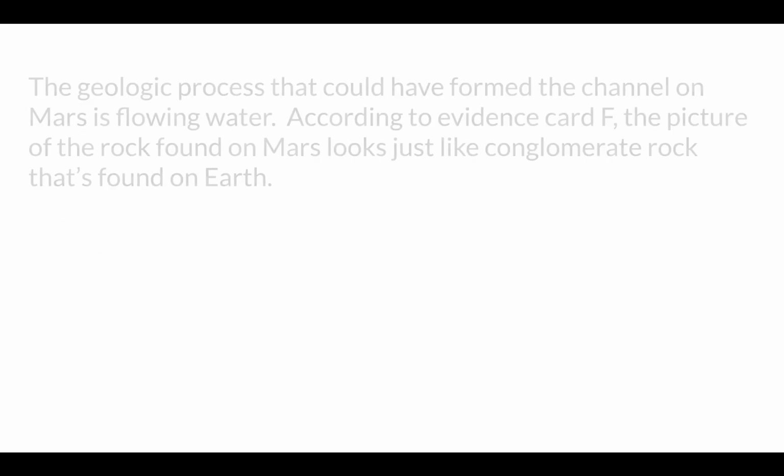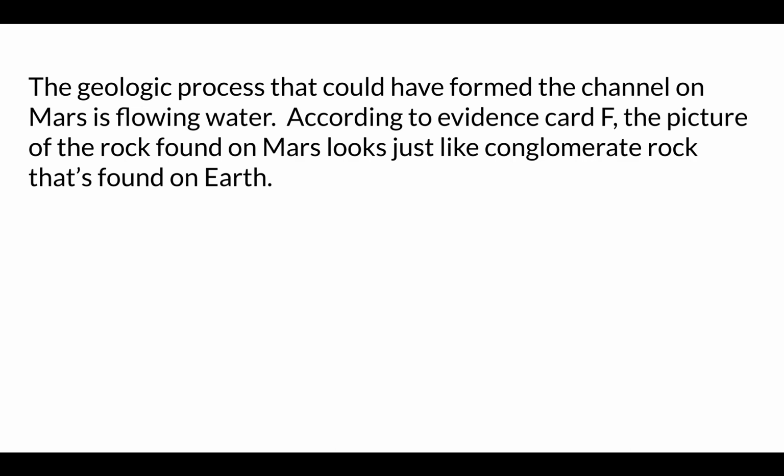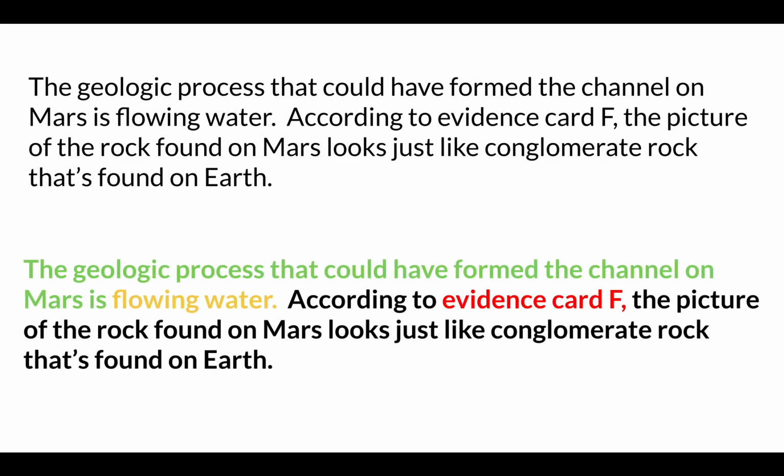Here's a beginning example. If you wrote something like this, the geologic process that could have formed the channel on Mars is flowing water. According to evidence card F, the picture of the rock found on Mars looks just like the conglomerate rock that's found on Earth. You may be tempted to think that that was a good scientific argument because you've answered the question, you've used evidence. But this is really what we're looking at.